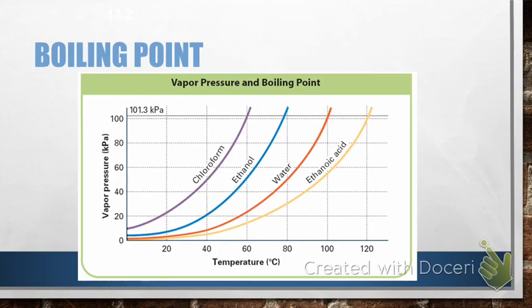Take a look at this graph about boiling point of different substances. We're looking at temperature versus vapor pressure. What conclusions can you make about that? Jot down an idea and we'll talk about it in class.